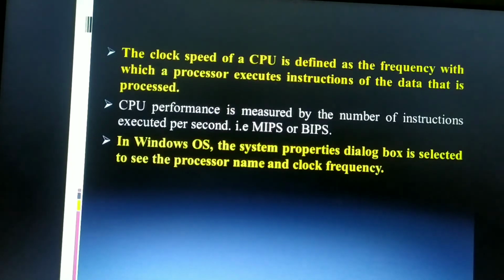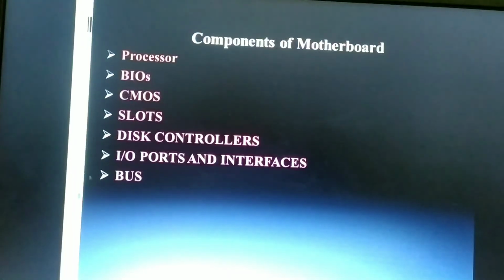So this was all about the processor, and a few more components of the motherboard like BIOS, CMOS and all we will discuss in our next video.